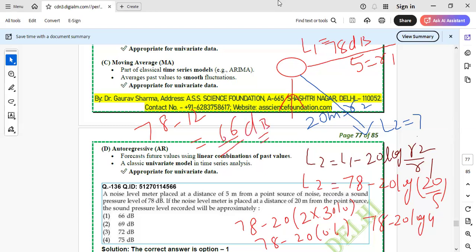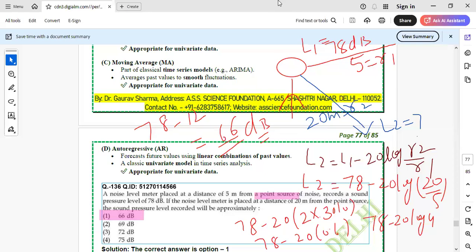This was a very simple question, solved by a formula. With a formula you can do this. Another approach is, whenever you have a point source, underline the point source. In the case of a point source, for each doubling of the distance, there is a reduction of 3 dB.